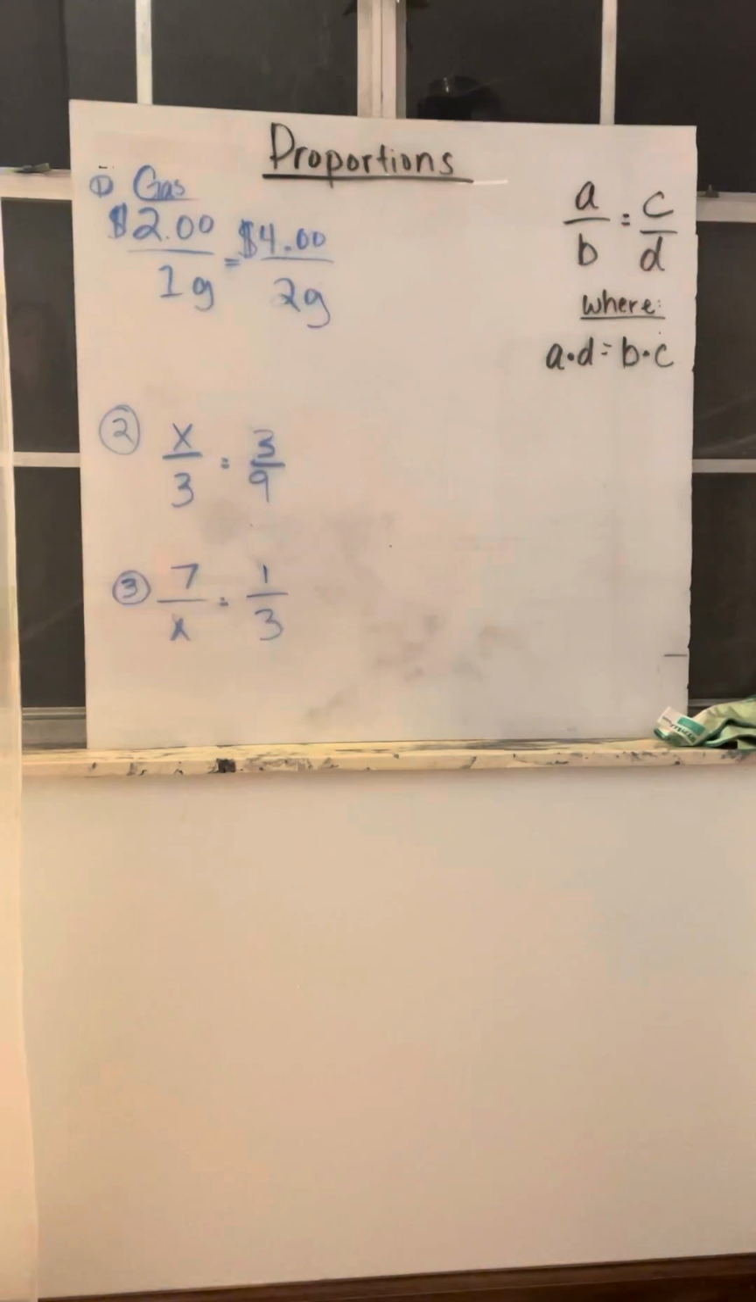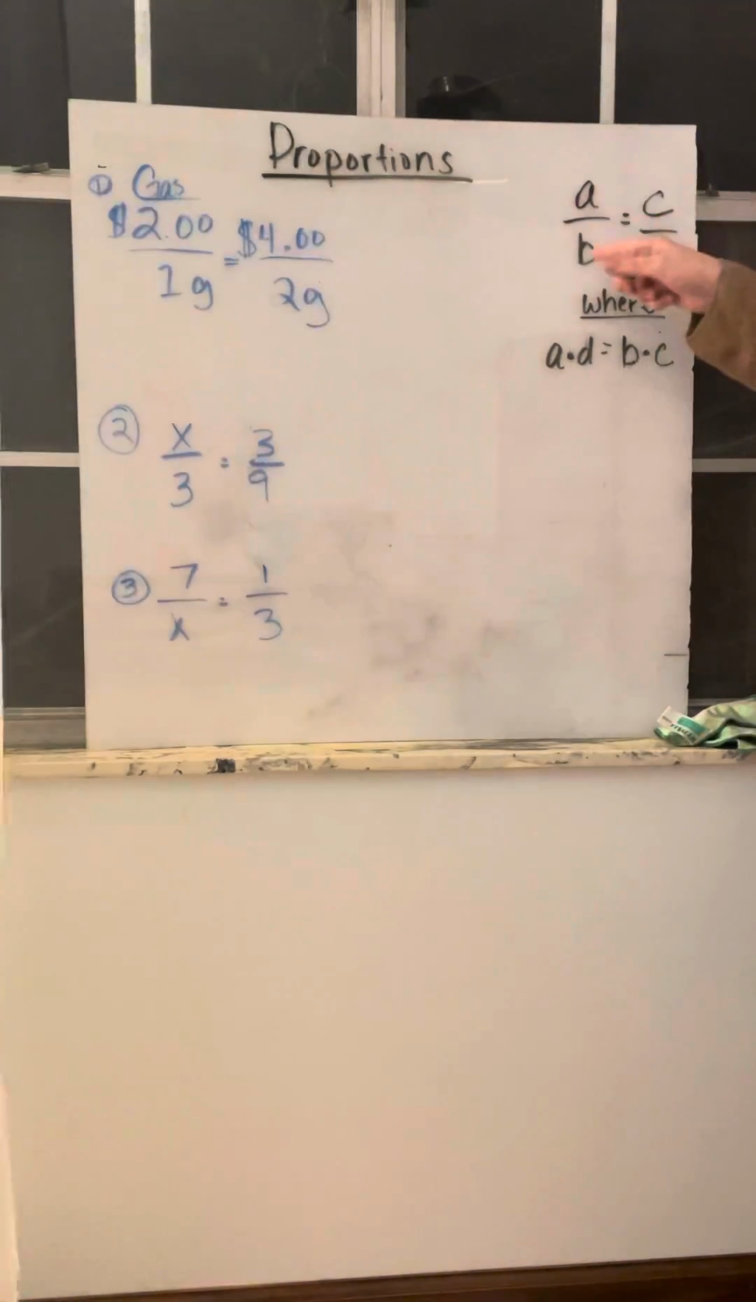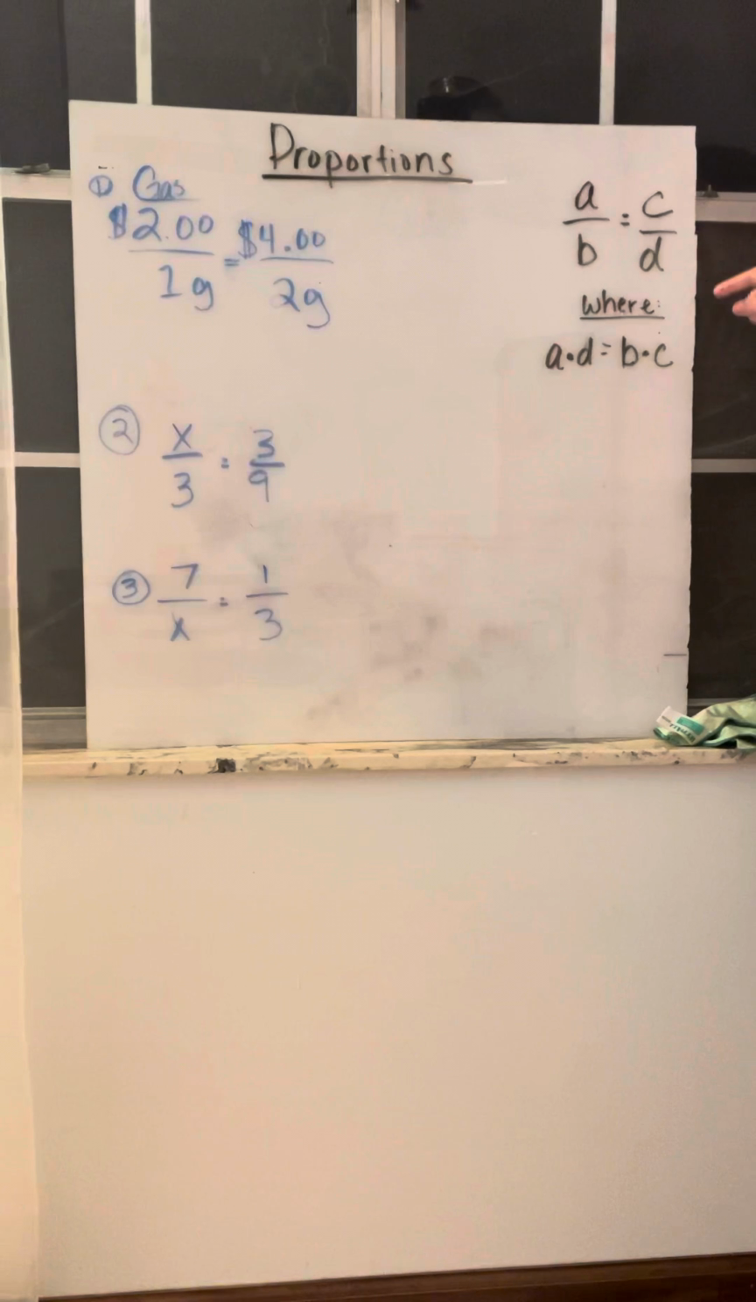Okay guys, we're going to move on to proportions today. A proportion is basically two equivalent fractions, right? Mathematically it looks like this. A fraction A over B equals C over D such that A times D, we cross multiply, equals B times C. Okay, so what happens is you have to be able to cross multiply A times D, and it should equal whatever B times C is.